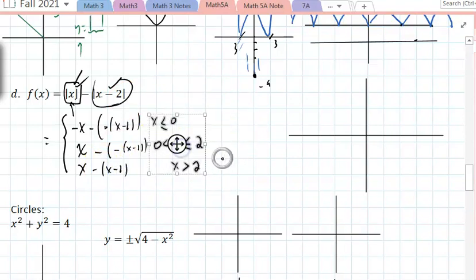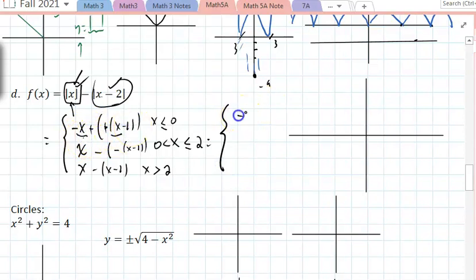So what does this mean? This means negative x plus x cancel out, so this is negative 2 if x is less than or equal to 0. Those cancel out. X plus x is 2x minus 2 if x is between 0 and 2, and x minus x cancel out, it's a 2 if x is bigger than 2. So y equal negative 2 if x is less than or equal to 0. Let's say that's negative 1, negative 2, that's included.